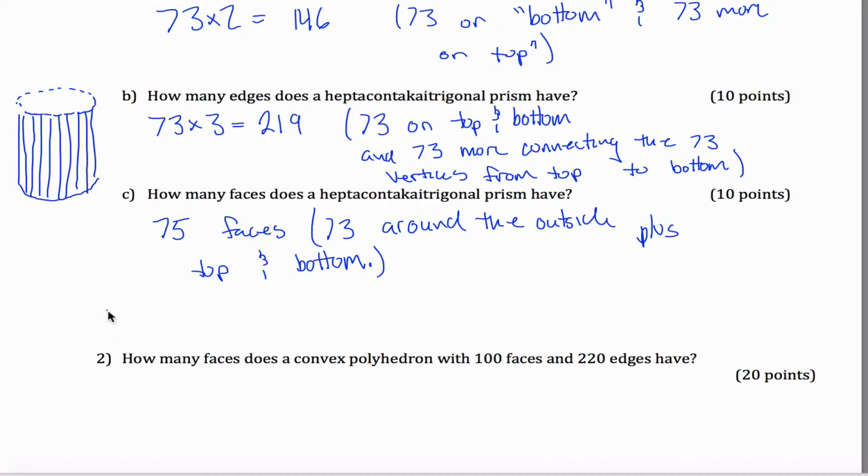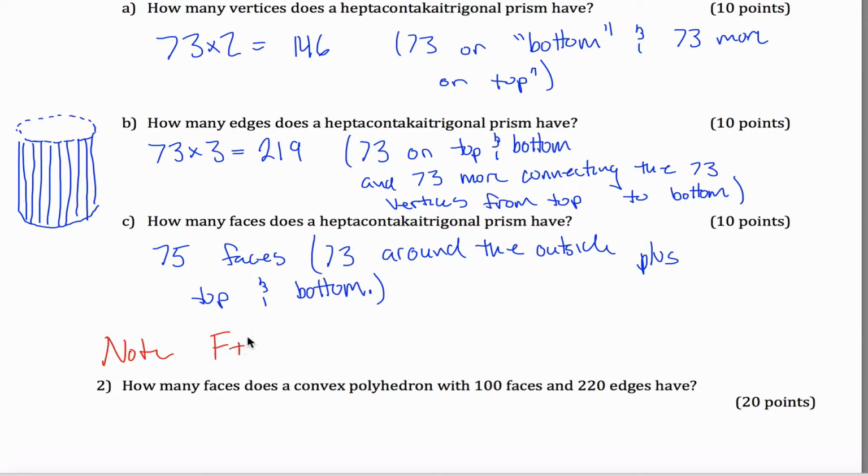And I'm just going to give you a little note here. Note that faces plus vertices would be, what, 146 plus 75 more, which is 221, which is 2 more than edges. That's 219. And that's Euler's characteristic or Euler's formula that we talked about in class. That'll always be true. So it's a nice little check for your answer, and in case you didn't have Euler's formula memorized, you're going to want it for the next part.